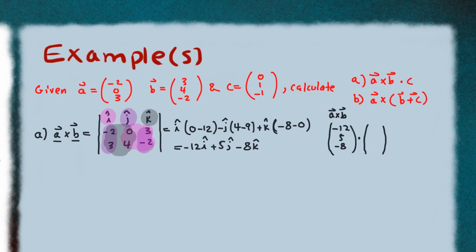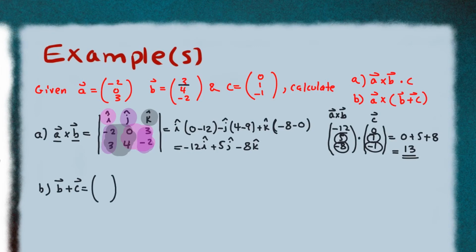We now take the dot product of this vector with vector c, which is 0, 1, negative 1. So we multiply their x components, y components, and z components, and we sum them all up to get 13 as our final answer. For part b, we have vectors b and c inside brackets, so we add them up. So we add their x components, their y components, and their z components to get 3, 5, and negative 3. We then take the cross product and we write all the information.